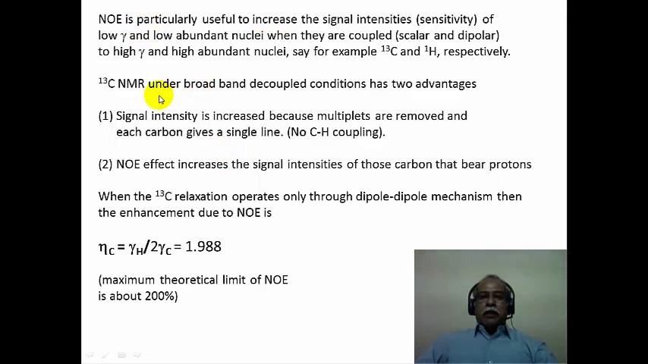Therefore, carbon 13 under a broadband decoupled condition has two advantages. First of all, because the multiplicity is lost, the signal intensity will automatically increase because all the multiplets will collapse to a singlet, and there is no carbon-hydrogen coupling under those conditions. In other words, you have decoupled the carbon-hydrogen coupling. Secondly, the NOE effect operates and it increases the signal intensity, because of the reason we discussed in the earlier slides, as to how the signal intensity increases because of the population difference being higher under the double irradiation condition compared to the population difference under thermal equilibrium.